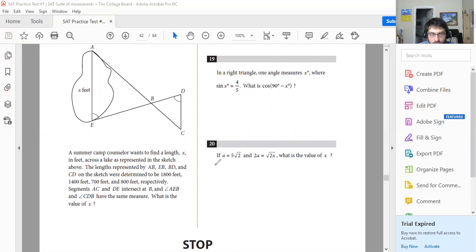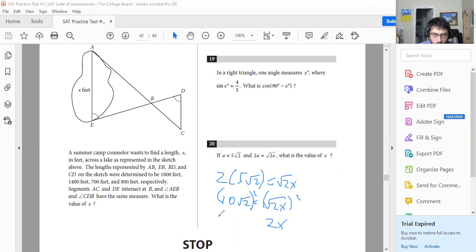We got our last problem. If a equals 5 square root of 2, 2a equals square root of 2x. What is the value of x? So we can simply plug in 5 square root of 2 in for a over here. Simplify, 10 square root of 2 equals square root of 2x. If we square both, this will be 2x. This will be 10 squared is 100 times 2. Square root of 2 squared is 2. 2's cancel out, x equals 100.